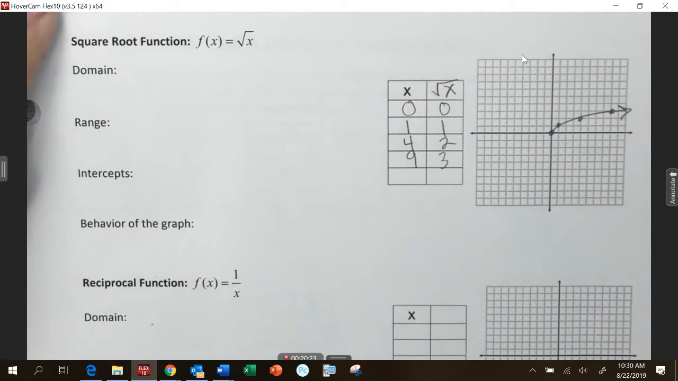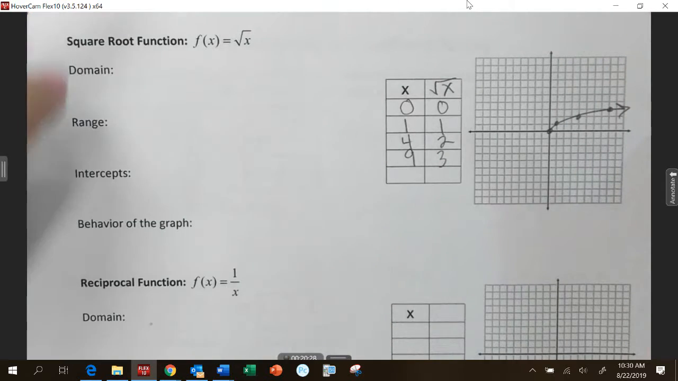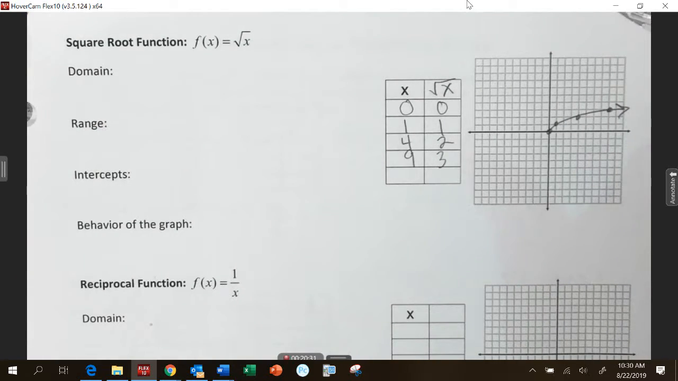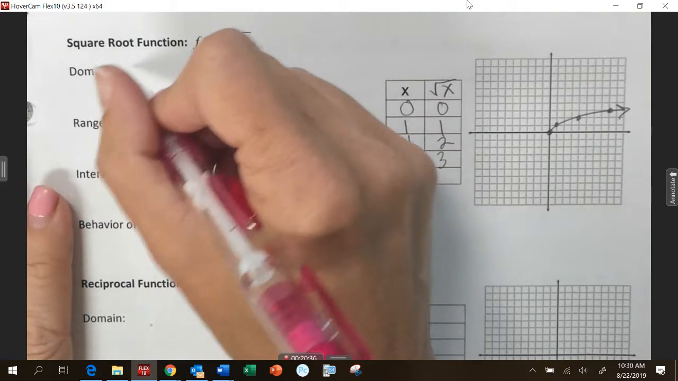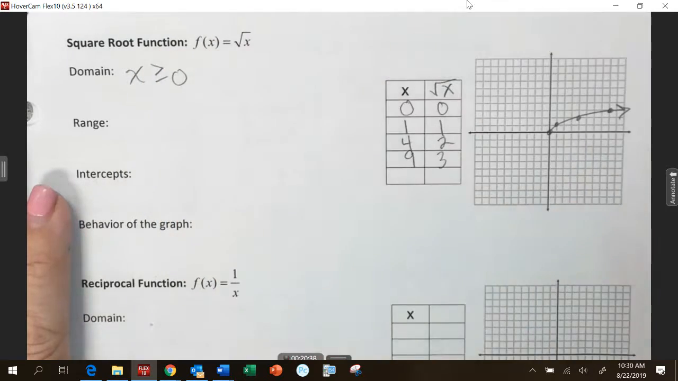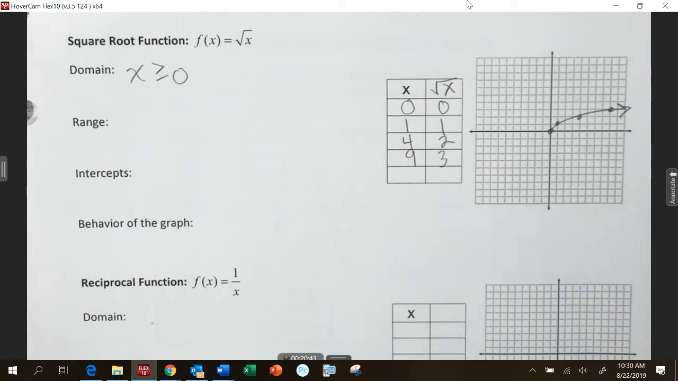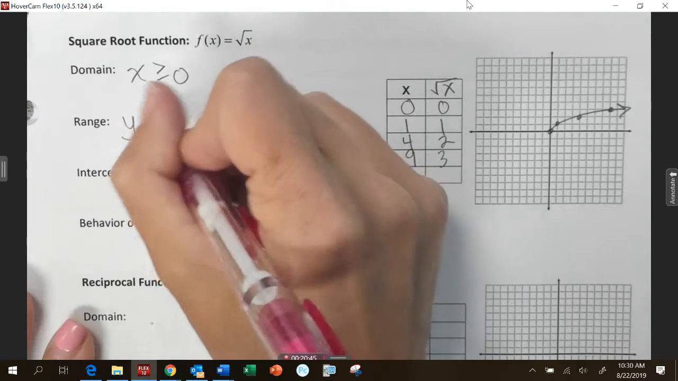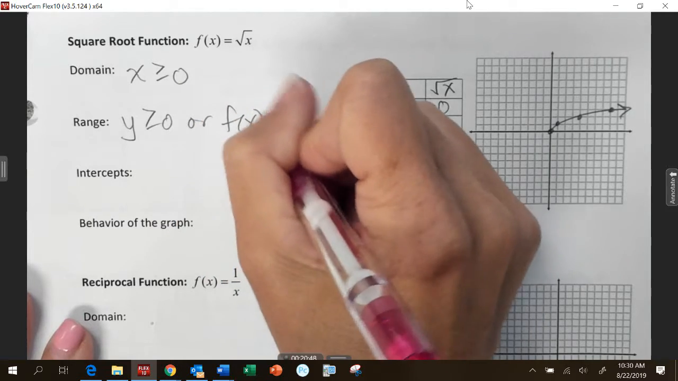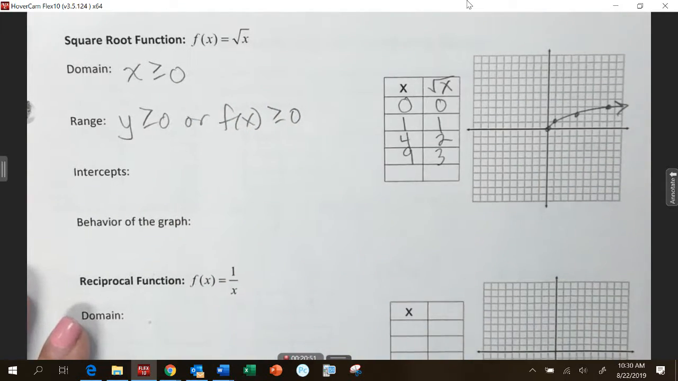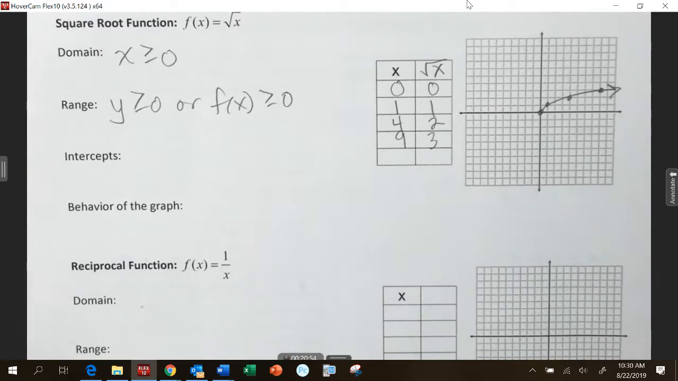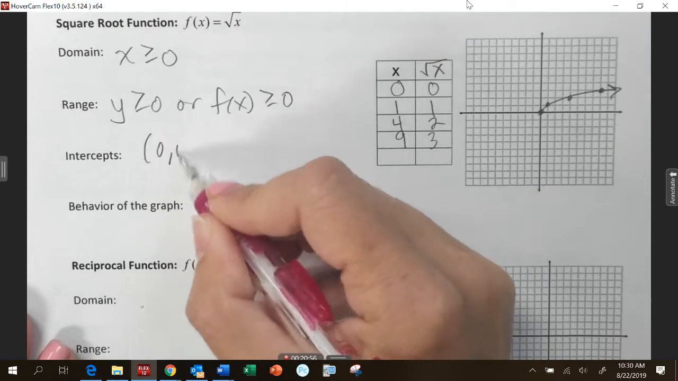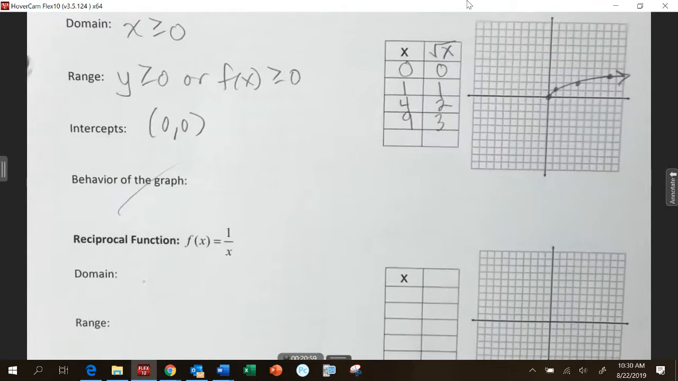And we have our square root function, which you guys should have done all of these last year. Domain. How far to the left does it go? 0, and then it goes all the way to the right. So we're going to say x is greater than or equal to 0. Range. How far down does it go? So y is greater than or equal to 0, or f of x greater than or equal to 0. Do we have intercepts? We do at 0, 0. I'm not going to do the behavior.